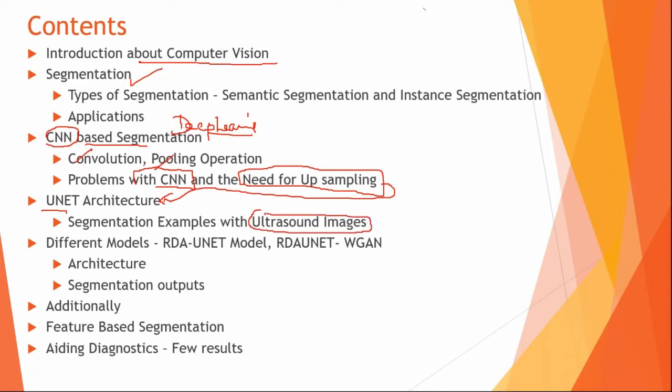All done in our labs. Then I will concentrate on 2 models that we derived from this UNet. These are 2 variants, the RDA UNet and RDA UNet WGen. These 2 variants were designed in our lab. I will explain this in terms of the architecture, the outputs, and additionally, some additional things.